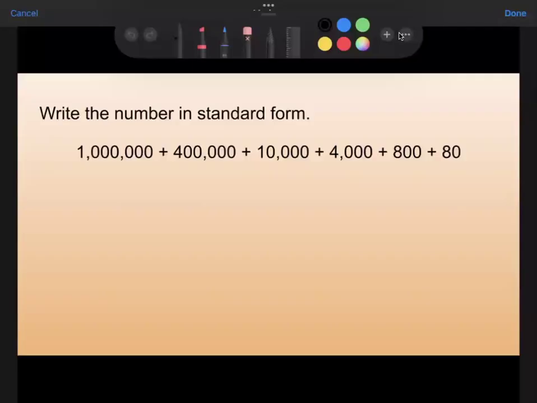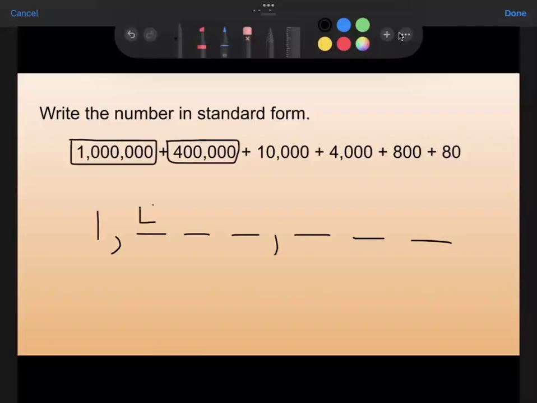Okay, here's our next one. We're going to write this number in standard form from expanded form to standard form. So my largest term that I have is right here, 1,000,000. So I'm going to put a 1 in the millions place. And again, instead of the zeros, I'm going to put 6 blank spaces. So as many spaces as there are zeros in that largest term. Then I would have 400,000. So I'll put a 4 in the hundred thousands place.